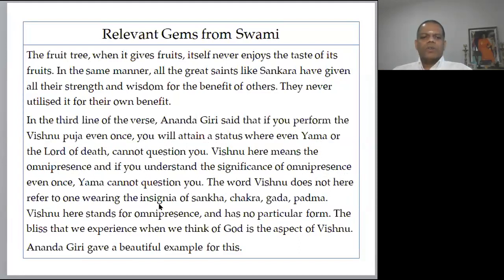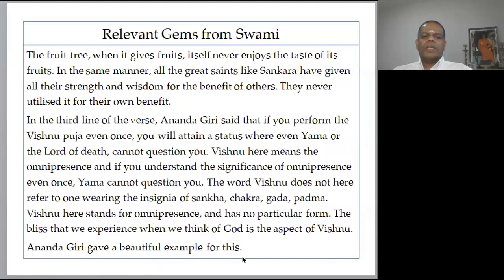The word Vishnu does not here refer to one wearing the insignia of Shankha, Chakra, Gada, Padma. Vishnu here stands for omnipresence and has no particular form. The bliss that we experience when we think of God is the aspect of Vishnu. So this is what tasting the Ganges drop of water is.